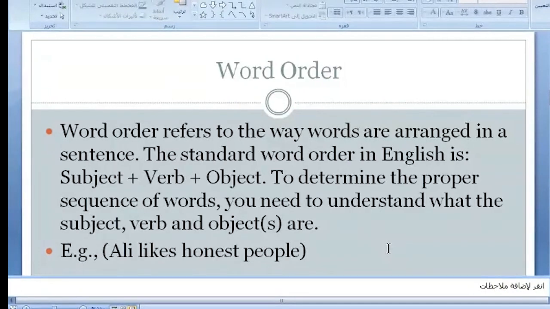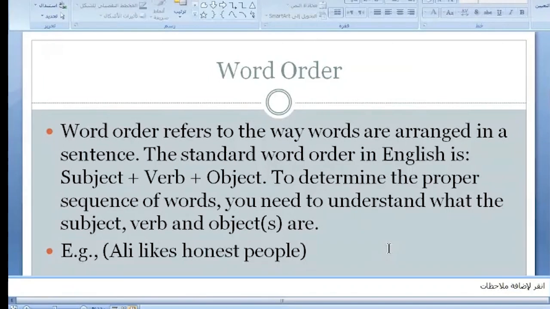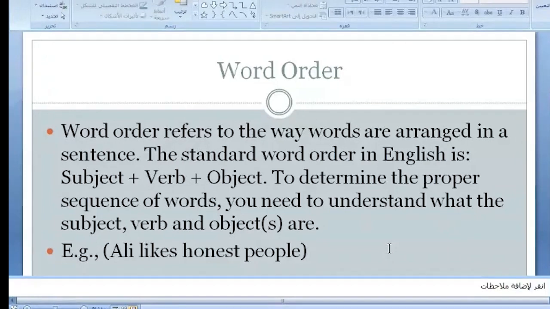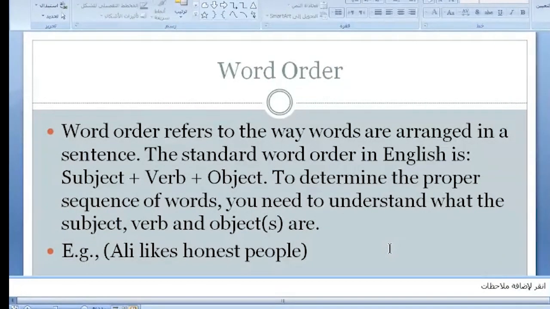هاي اللغة الكبيرة اللي هو SVO. S refers to the subject, V it is the verb, and object it is represented by O. So the basic word order in English, for any sentence in English, I put into consideration that I start with its subject, then the verb, then the object. Now, to determine, يعني حتى أحدد, to determine the proper sequence of words.